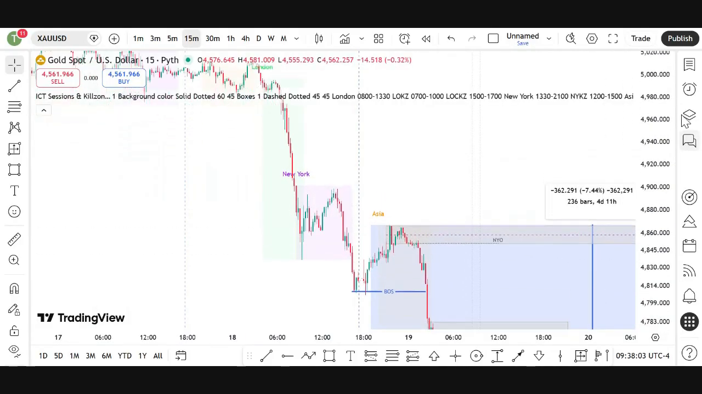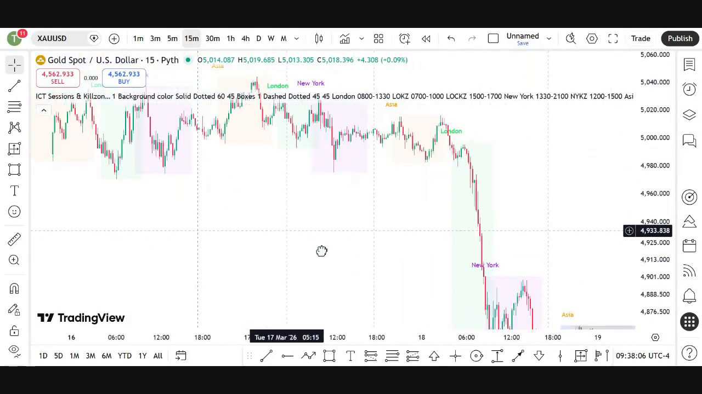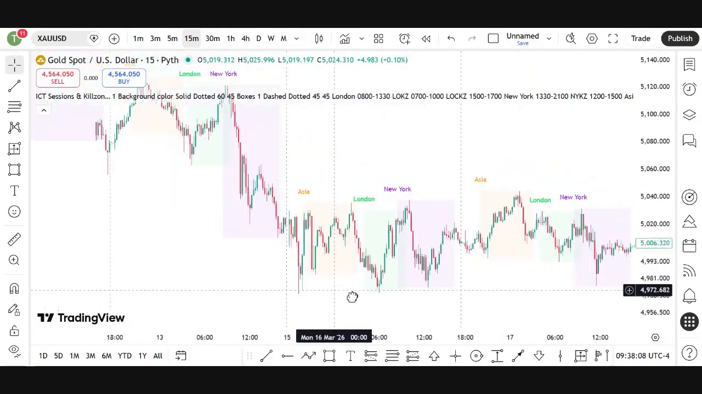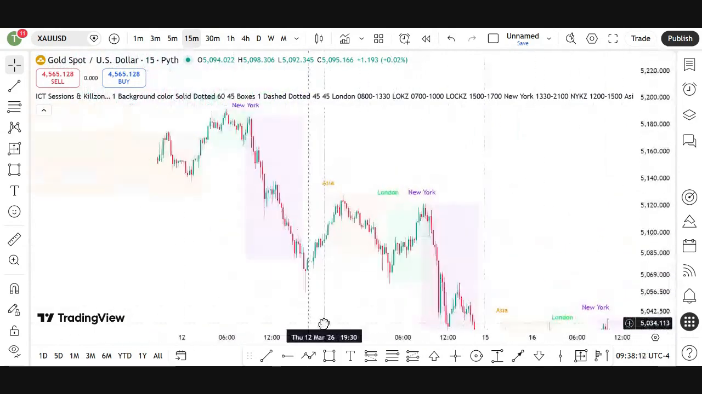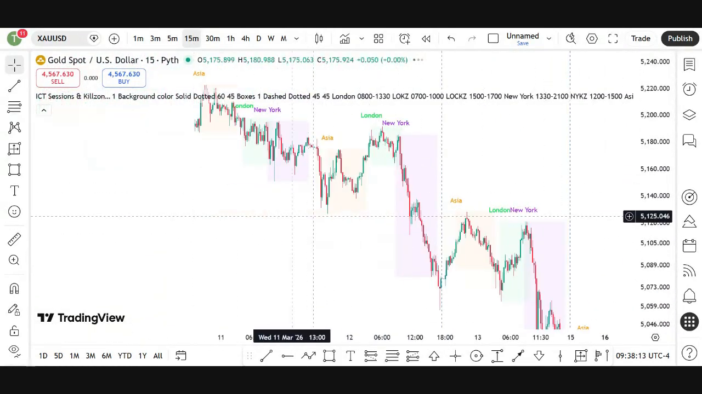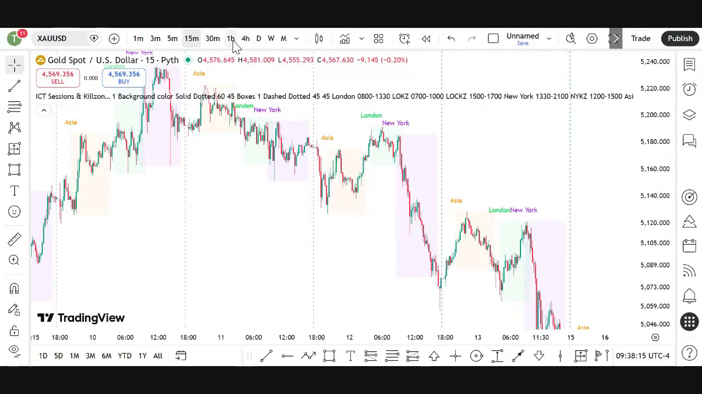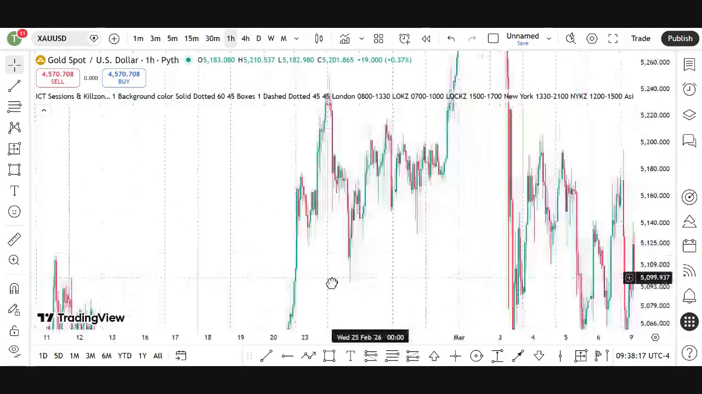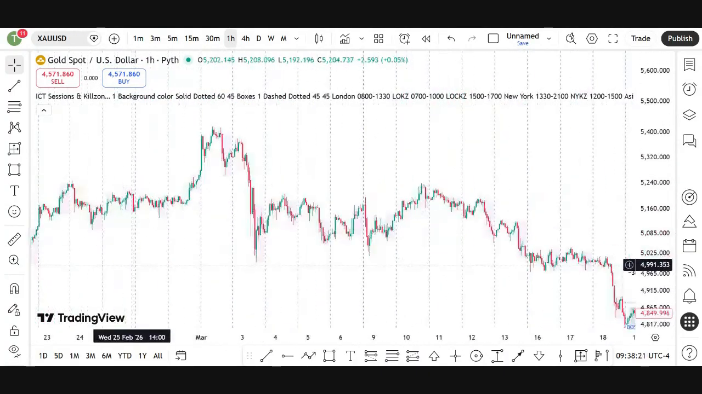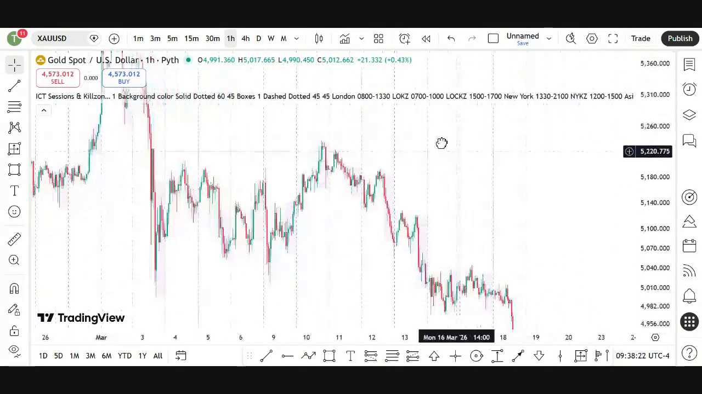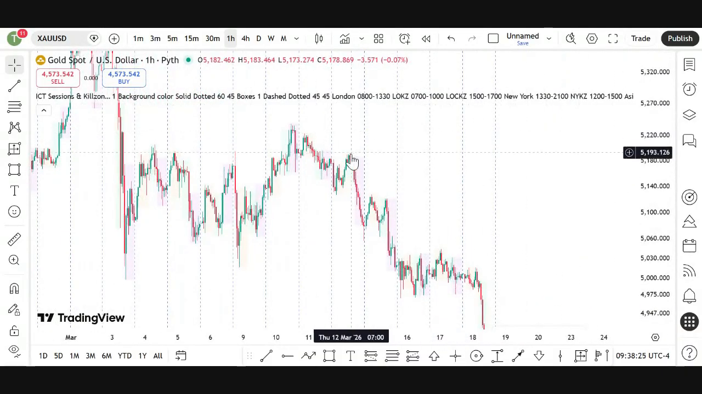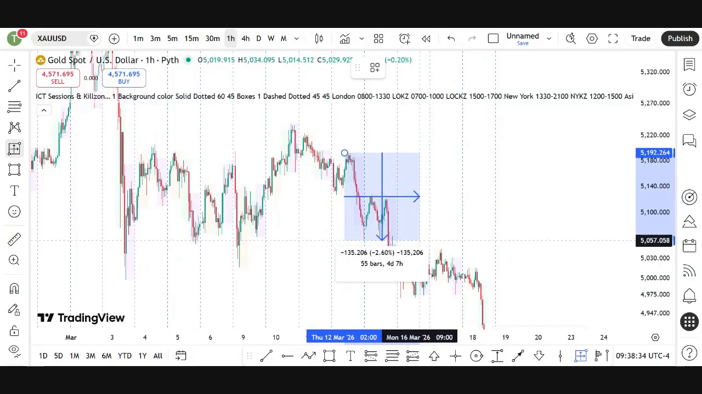Let me give another example, maybe in a ranging market. So let's push to the 1 hour time frame. If you look at the 1 hour time frame, we had a range from this all the way down here. How do you mark? You mark from that point all the way down to that level, and you can see the price retraced to the mid range.